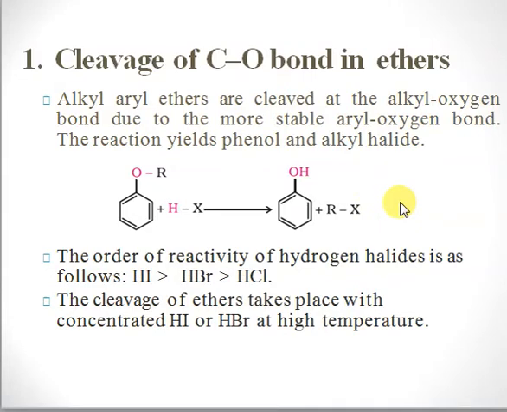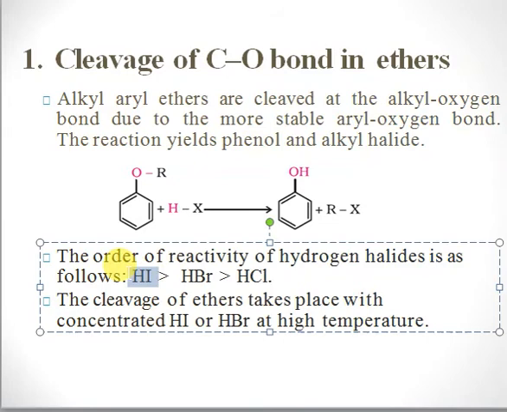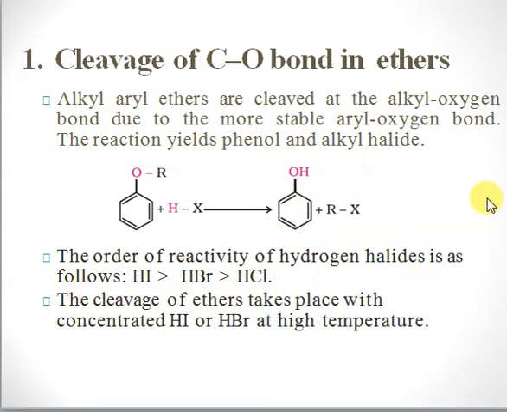So if you want to check which hydrogen halide to prefer, always prefer hydrogen iodide. Hydrogen iodide gives the best reactions. Hydrogen bromide gives some better results, but not as good as hydrogen iodide, while hydrogen chloride gives the least reactivity. To give the best results, you have to use a high concentration of hydrogen iodide and maintain high temperatures. Under these conditions, you get the best result of formation of phenols and alkyl halide.